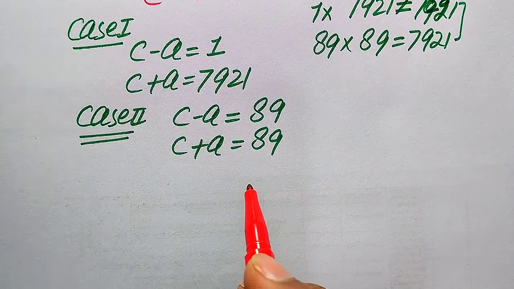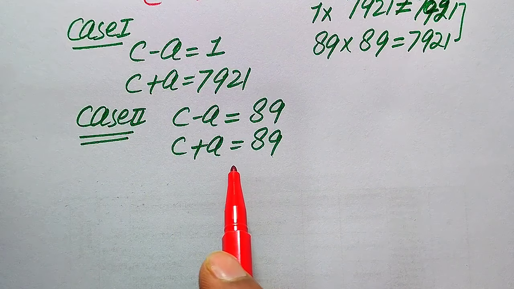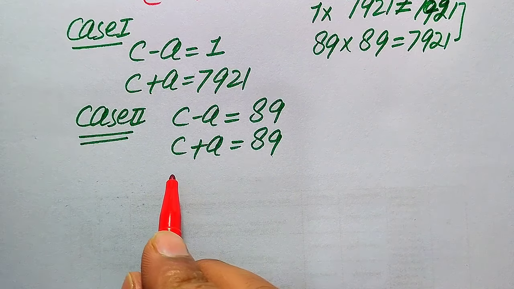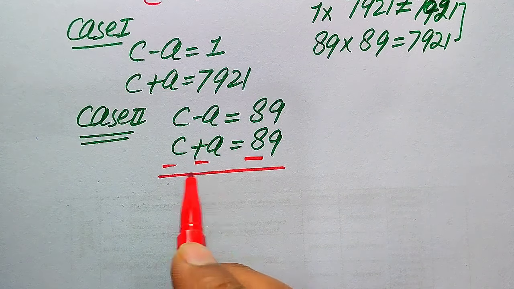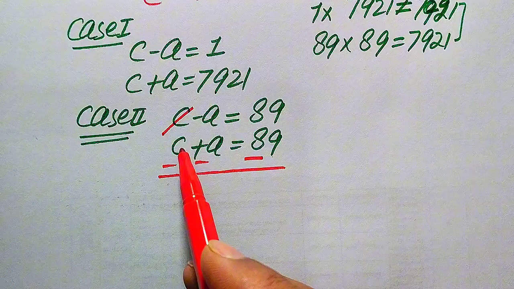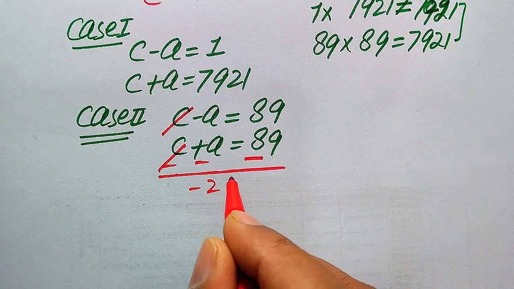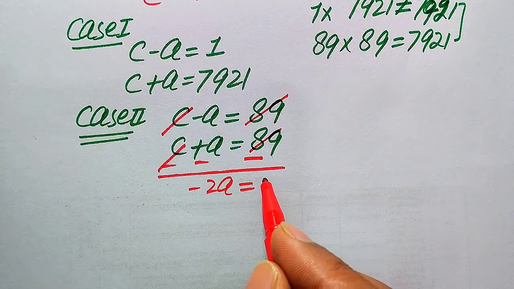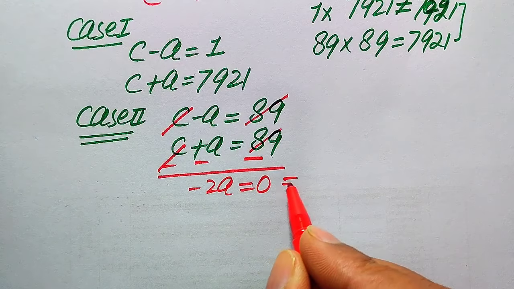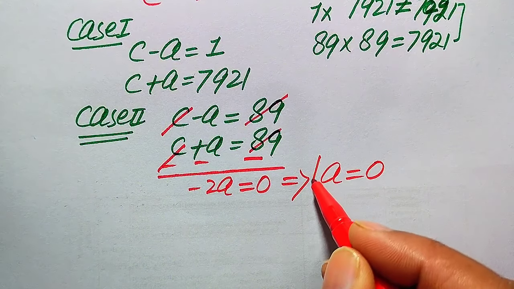So in the second case, if we subtract both of these two values, after subtraction we change the sign, and the positive and negative 89 are gone, and minus A and minus A becomes minus 2A equals 0. So this implies that we easily get the value of A equals 0.